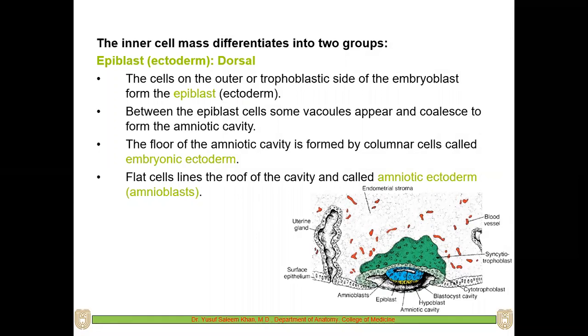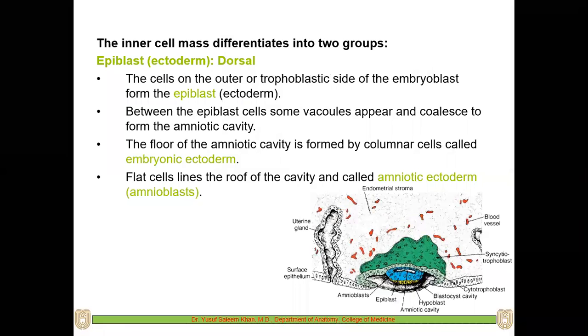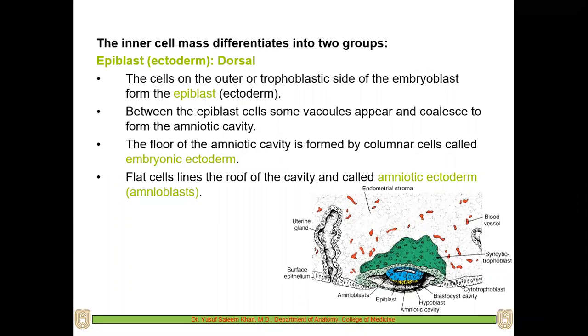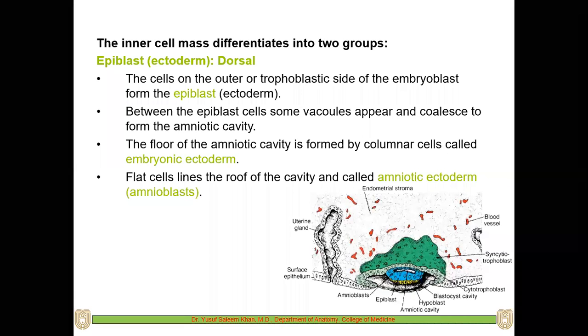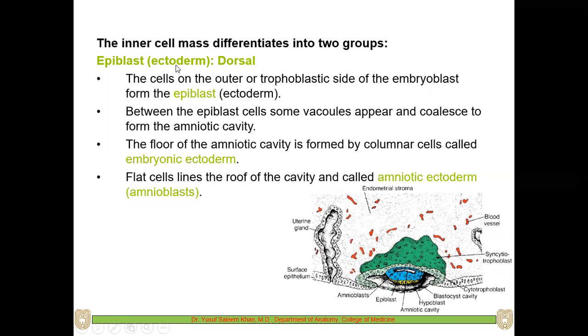Now, the inner cell mass differentiates into two groups: the epiblast, that is the ectoderm, and the endoblast, or the hypoblast, which will differentiate itself into the endoderm. So epiblast will form itself into ectoderm. The whole body, our body, is made up of ectoderm, endoderm, and mesoderm. There are three layers from which all the structures are derived.